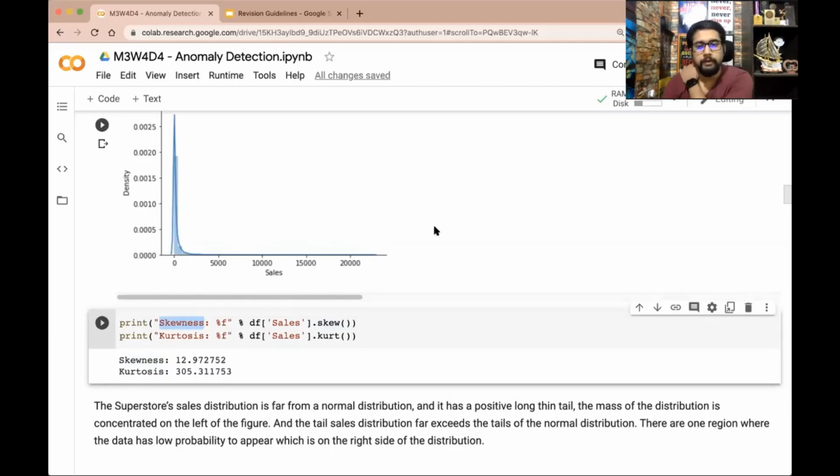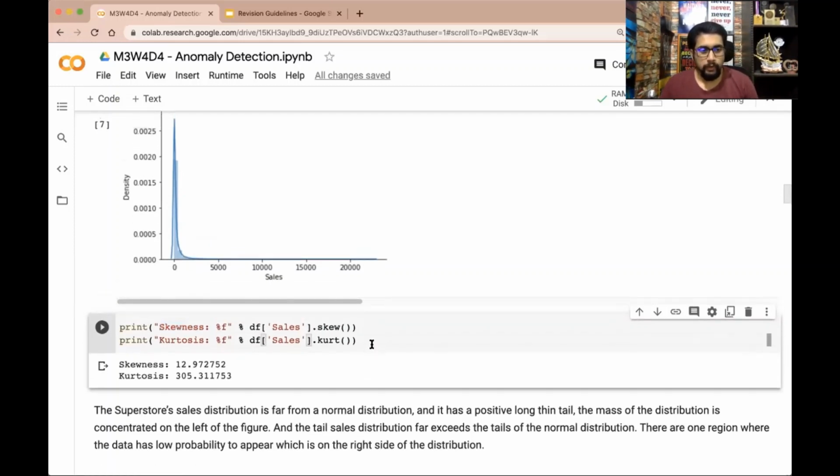So a simple way to remember whether something is positively skewed or negatively skewed is to just look at the tail. If the tail is on the right side, it's a right skewed distribution, or a positively skewed distribution, because the long tail is on the positive side. But if the tail is on the left-hand side, then it's a negatively skewed distribution, because the tail is on the negative side.